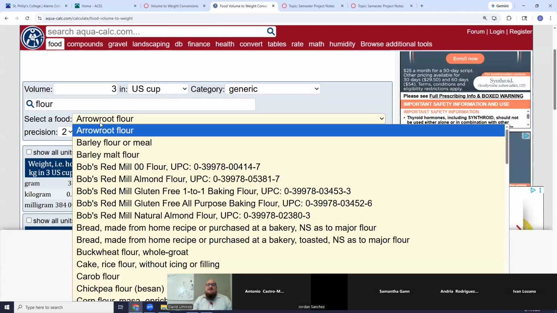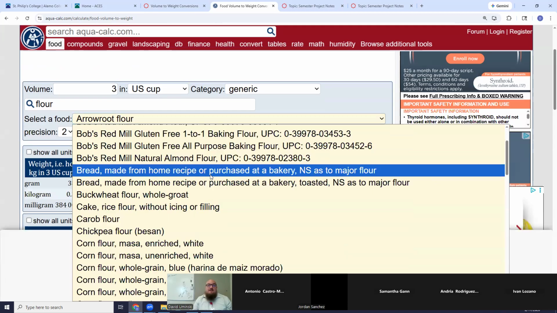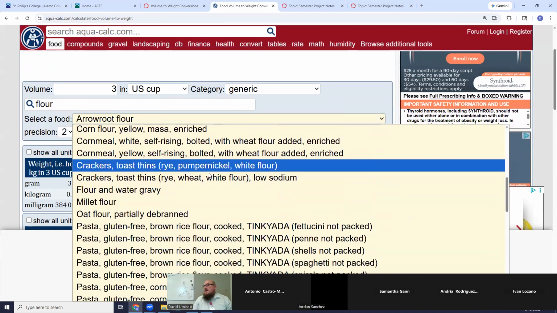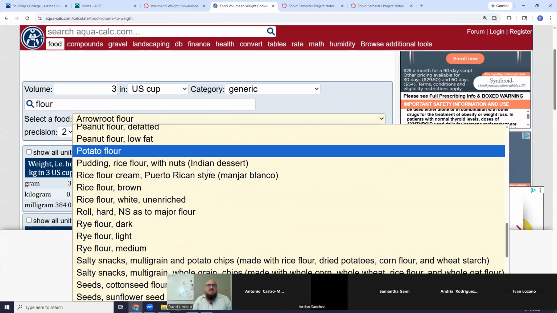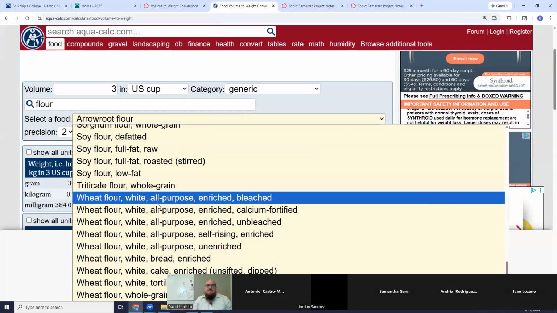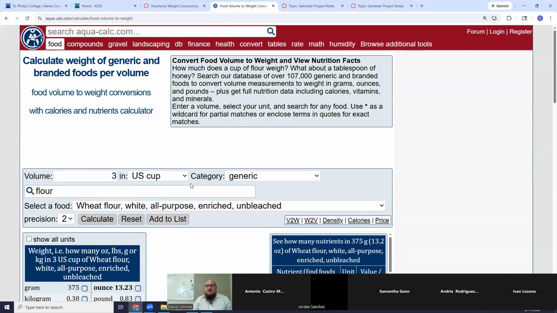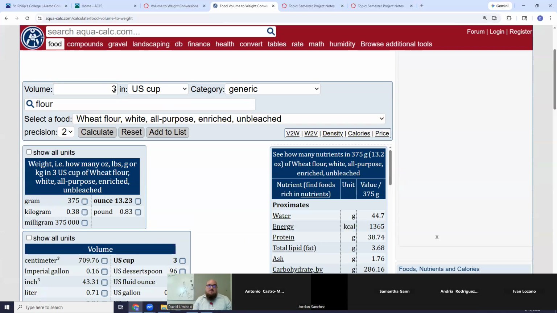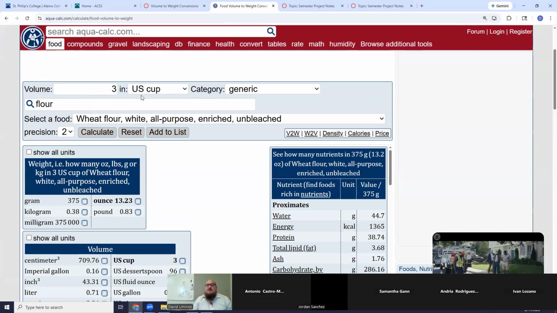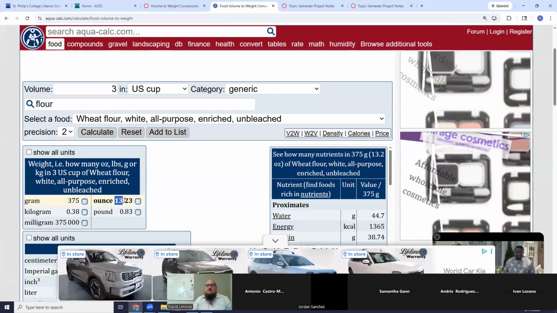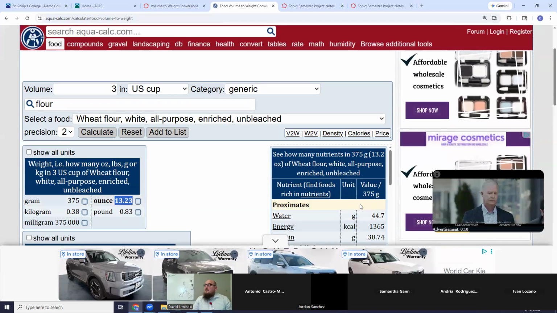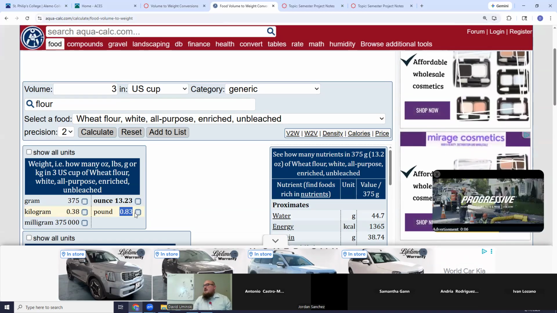Okay, so I'm going to click on this. It's going to give me all the different types of flour that I can search for. In this case, I'm going to use wheat flour that's all-purpose, enriched, and unbleached. So by doing that, 3 cups of flour weighs 13.23 ounces or 0.83 pounds.